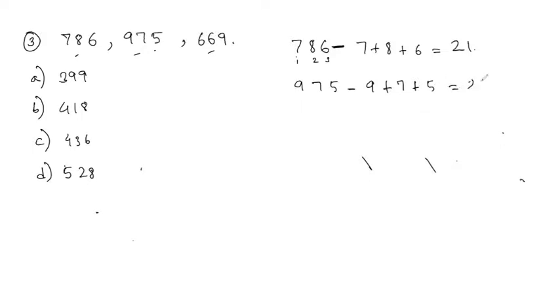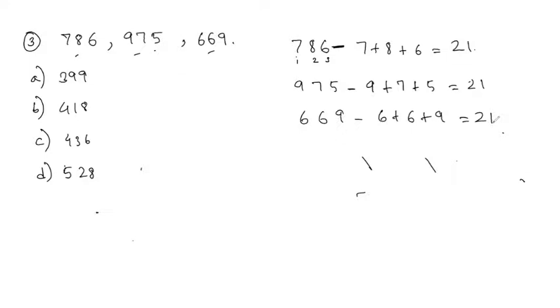21. Okay. Last number 669. Again 3 digits. Do the addition. 6 plus 6 plus 9. 21. Yes. So now the relation is understood. What is the rule here? If we add the digits, we should get 21. That is the rule here.